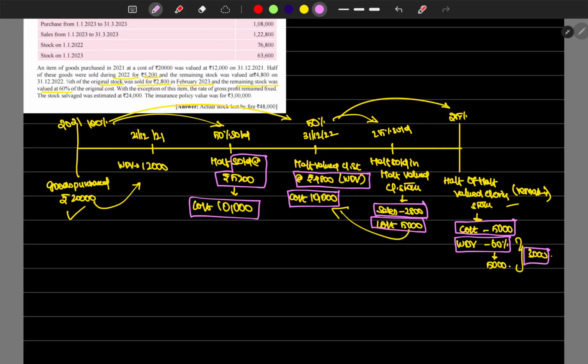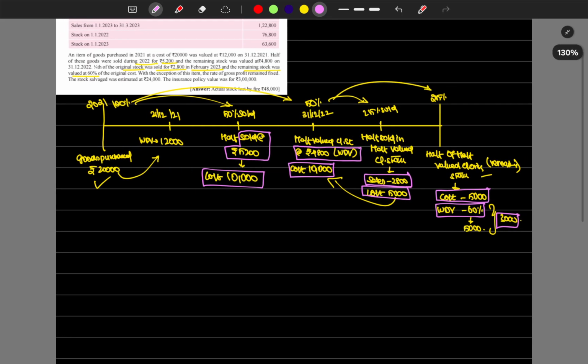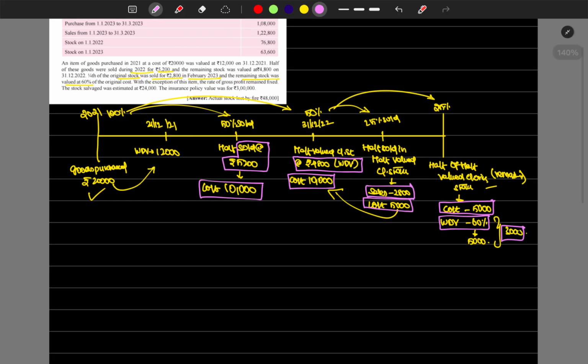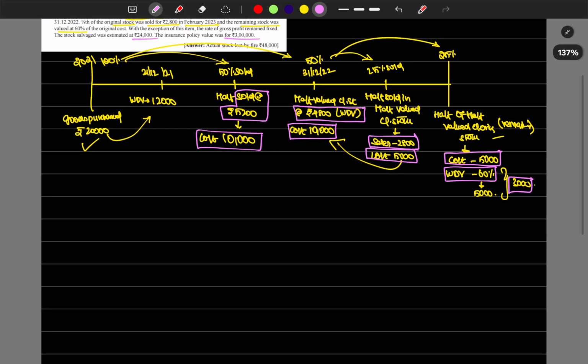Okay, so we found out we have tracked every cost of the sold item and WDV of remaining stock, so we can directly jump into the problem with this understanding. So what else information has been given here? Stock salvage and insurance policy value as 3 lakh. Okay, let's quickly have an understanding of how many approaches, how many steps are involved in this problem.